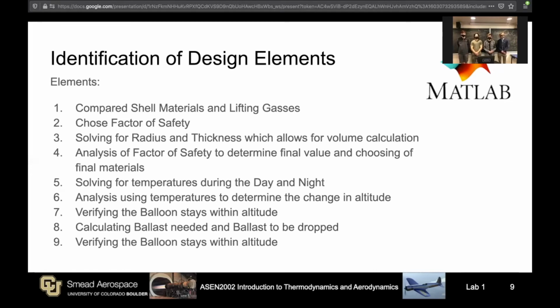After that, we solved for some temperatures during the day and night to figure out how high our balloon will rise or how low our balloon will fall. We use these temperatures to do analysis and calculate the change in altitude. Then using that change in altitude, we calculated a ballast needed, and the ballast needed to be dropped to stay within that altitude. And then finally, we verify that with that new ballast, the balloon stays within its altitude, completing these mission requirements.